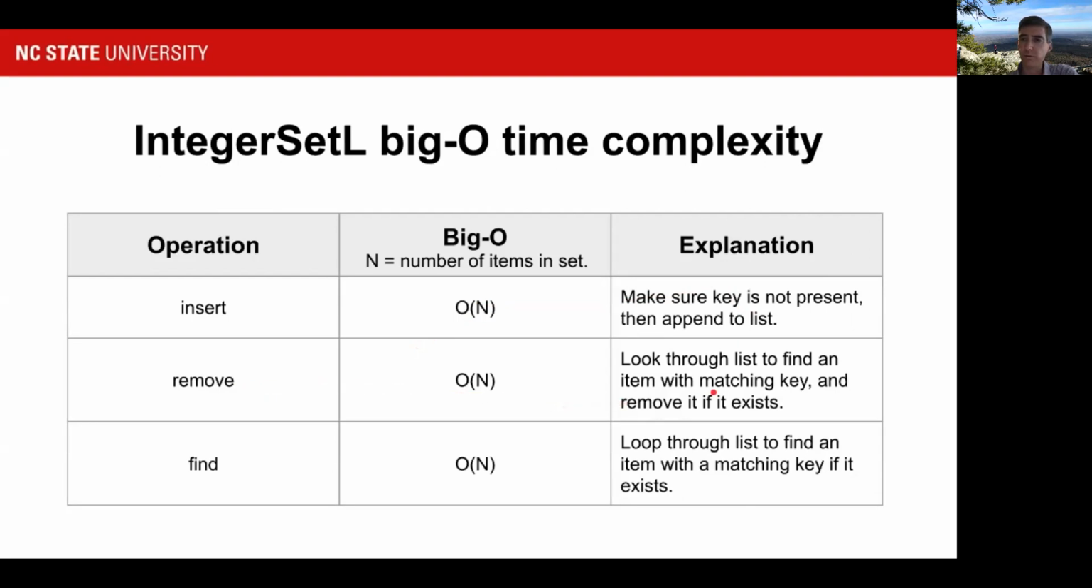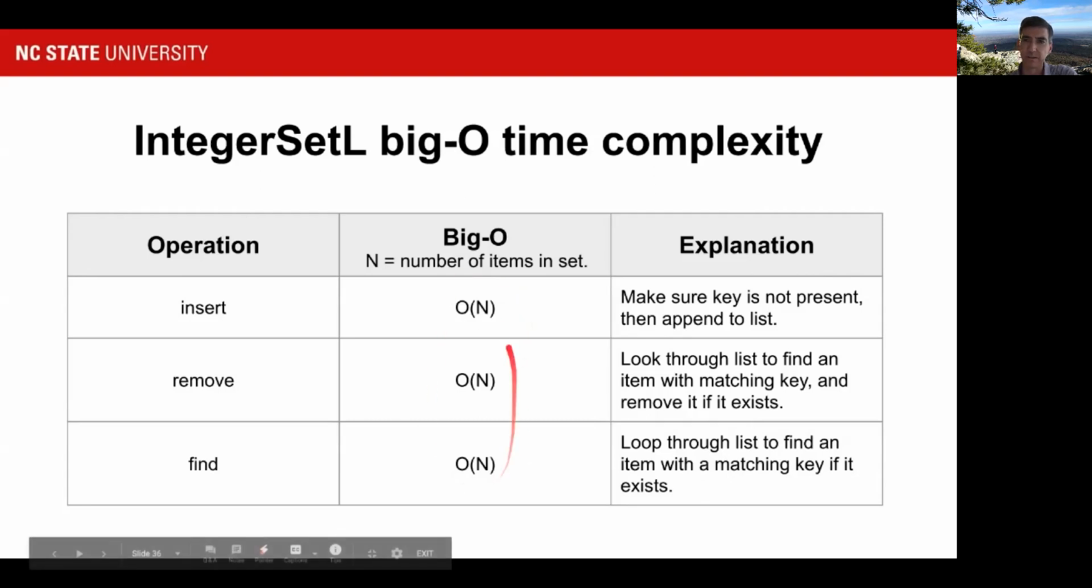When I do a remove, again, I have to loop through the list and find the item. And that could cost me n steps in the worst case to look through the whole list. And when I actually do the erase, we know that erasing on a linked list is pretty efficient. That should be order 1 time. And so this again is order n. And a find also requires me to loop through the whole list to look for the item. So that's also going to be order n.